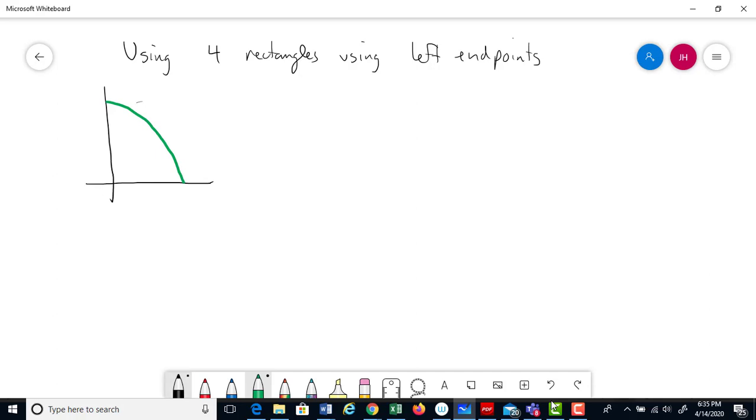Now using 4 rectangles, I know I'm going to cut this in half twice, so in half, and that in half, and that in half. So we know this goes from 0 to 1, and let's figure out these values. Let's talk about your change in x. Your width, which is equal to your change in x, is going to be b minus a over n. Since I want to use 4 rectangles here, using left endpoints, so the left endpoint of this one, left endpoint of this one, left endpoint of this one.